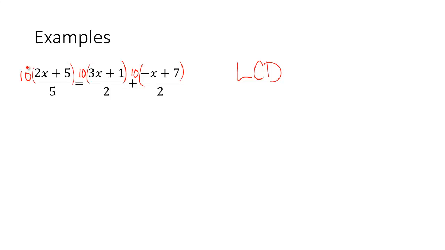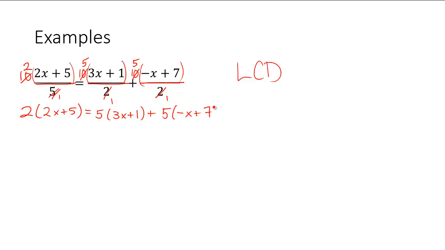And when we do that, we don't actually have to multiply this all in. We can just say, well, 10 divided by 5 simplifies to be 1 and 2. 10 and 2 become 1 and 5. And similarly, we have that here. So we're actually left with 2 times (2x plus 5). And this is why the brackets are very important, because you need to keep that together. 5 times (3x plus 1). Those brackets are actually implied by the division bars. And then 5 times (negative x plus 7).